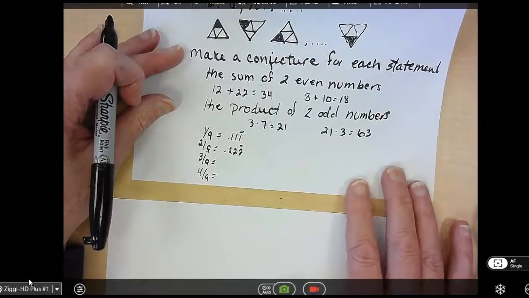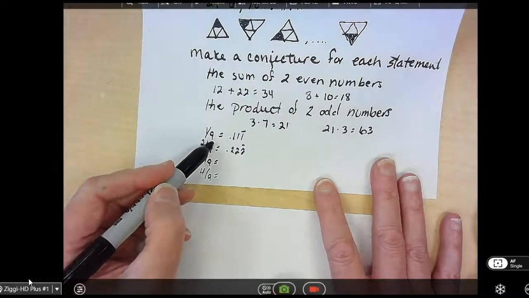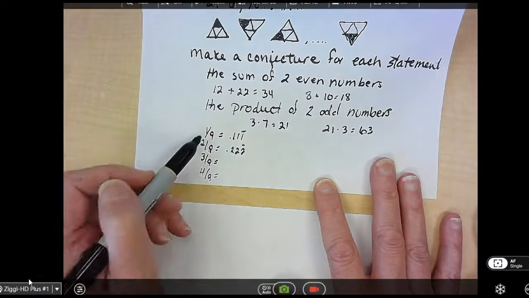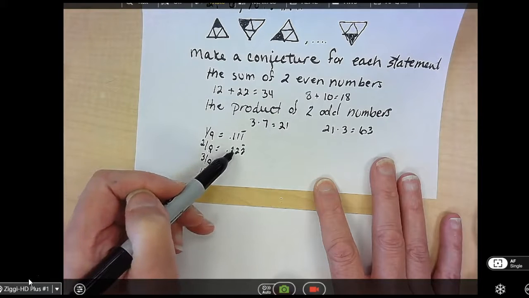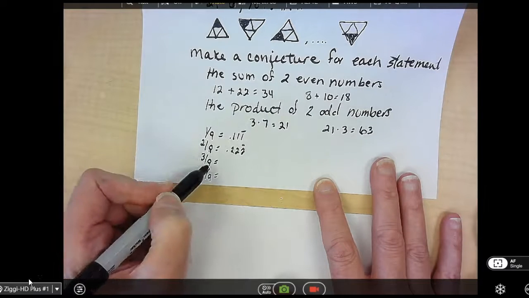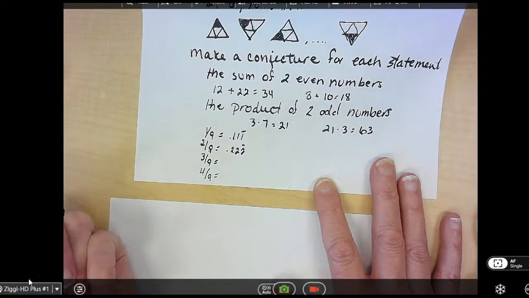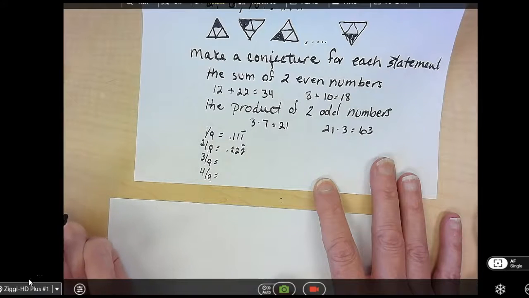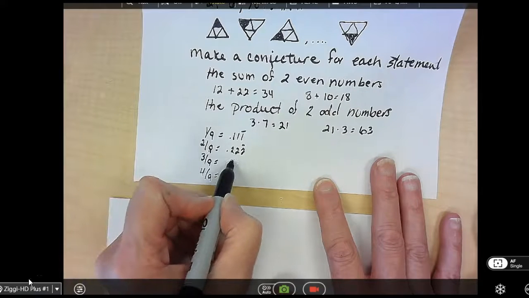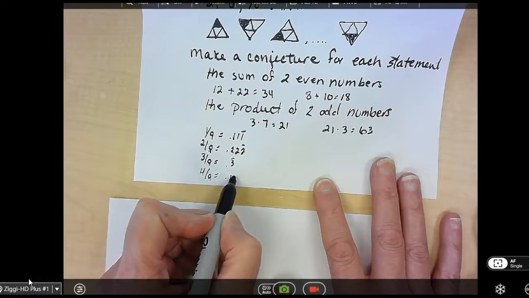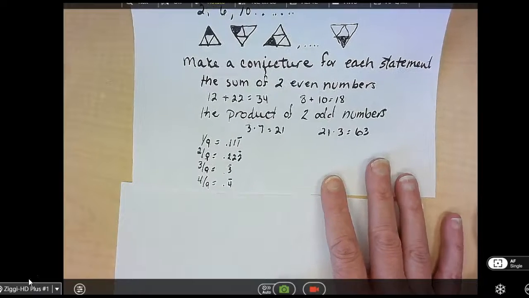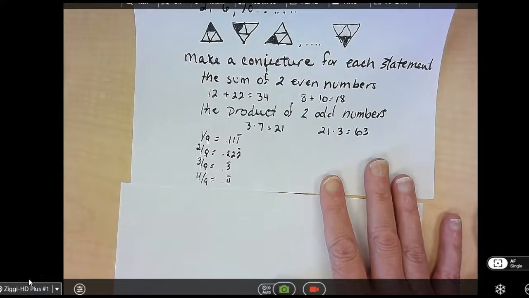If I look at a pattern here of 1/9, if I put it to decimals, it's 0.1 repeating. 2/9 is 0.2 repeating, so 3/9 should be, and 4/9 should be, hopefully you said 0.3 repeating, and 0.4 repeating, because that would be correct. So those are conjectures. And now you'll do some sample problems just like this in your homework.